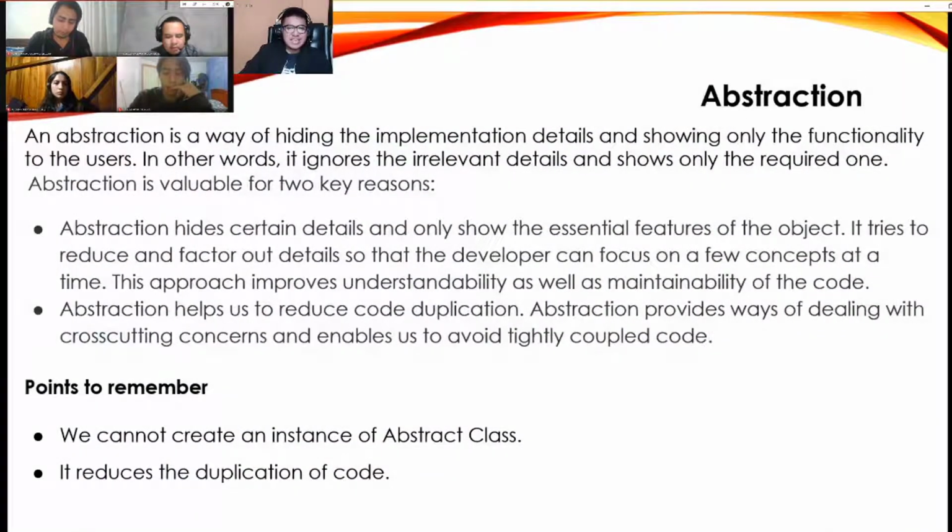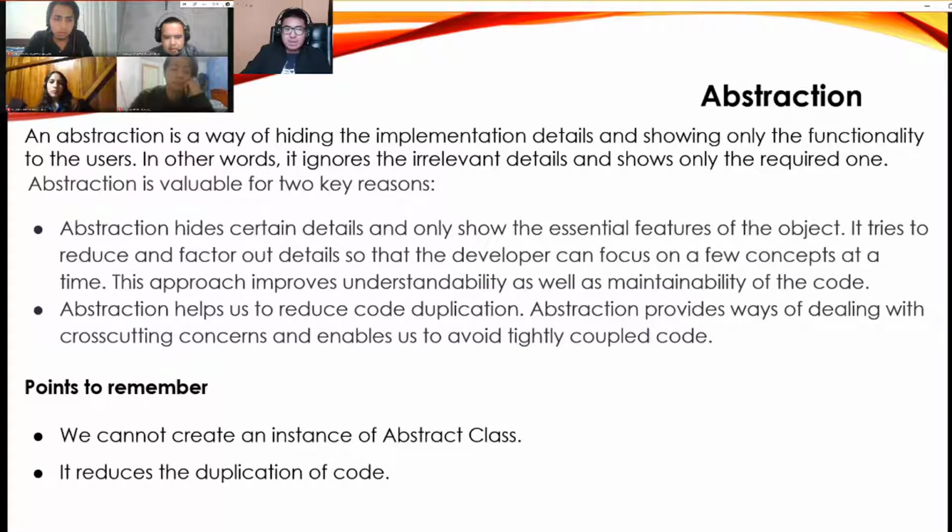Okay, the next is abstraction. Abstraction is a way of hiding implementation details and showing only the functionality to the users. In other words, it ignores the irrelevant details and shows only the relevant ones. Abstraction is valued for two important reasons. One, abstraction hides certain details and only shows the essential features of the object. And two, abstraction helps reduce code duplication. That is so important. Abstraction provides ways of dealing with cross-cutting concerns and enables us to avoid tightly coupled code.